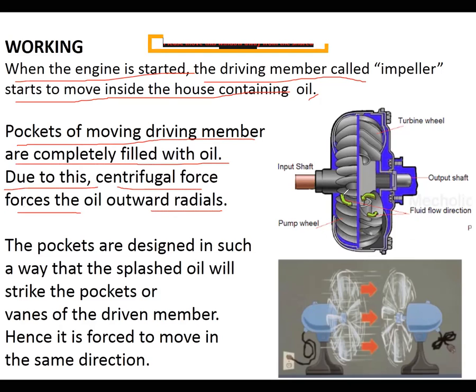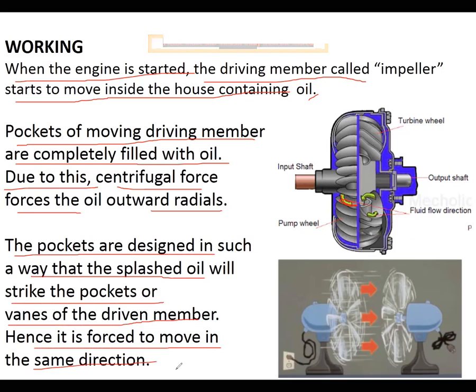Once the oil is moving along the impellers with centrifugal force, because of the movement by the input shaft, the centrifugal force is developed on the impellers. The oil gets an outward, forward direction. The pockets are designed in such a way that the splashed oil strikes the pockets or vanes of the driven member, that means the turbine blades, so it is forced to move in the same direction, right?